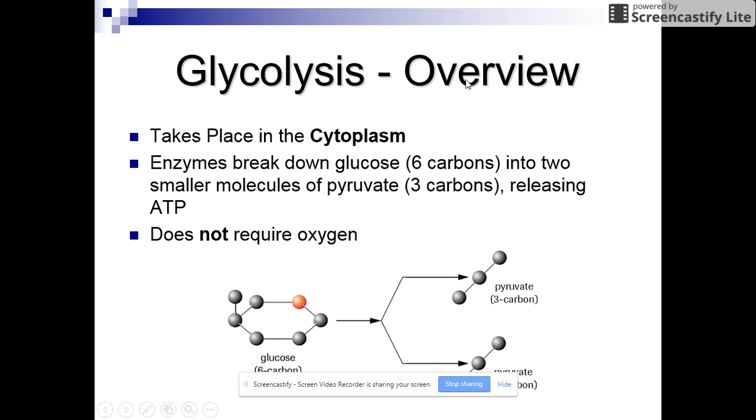So as an overview for glycolysis, you need to know where these processes take place. And this is the only process of cellular respiration that takes place in the cytoplasm. And in this process, there is a series of enzymes that will break down glucose, which is a 6-carbon molecule, into 2 smaller molecules of pyruvate, each of which is 3 carbons. And that does release some ATP. And it is also important to note that this process is anaerobic. It does not require oxygen. This is the only process of cellular respiration that can be considered anaerobic.